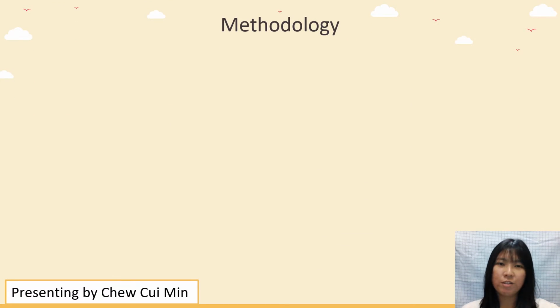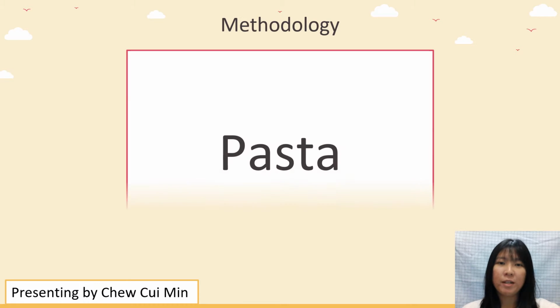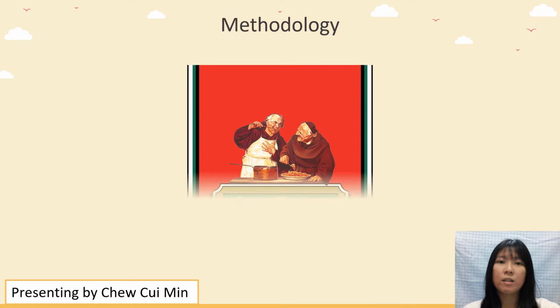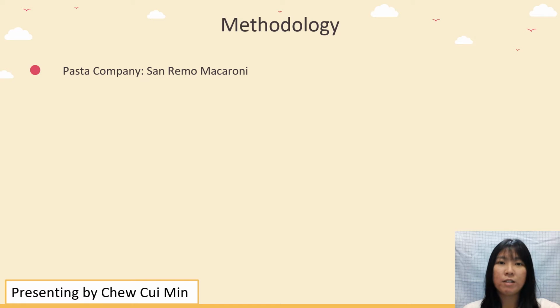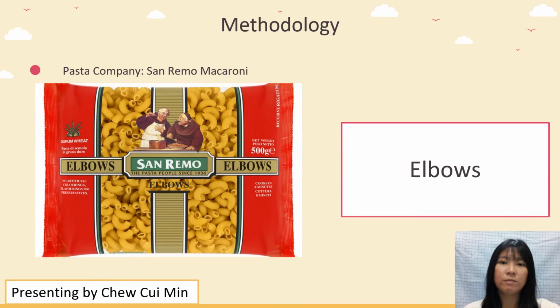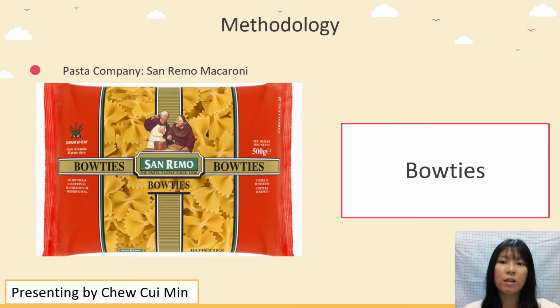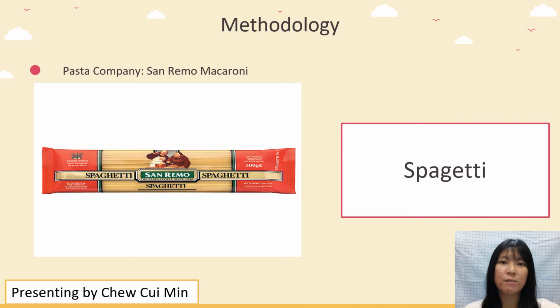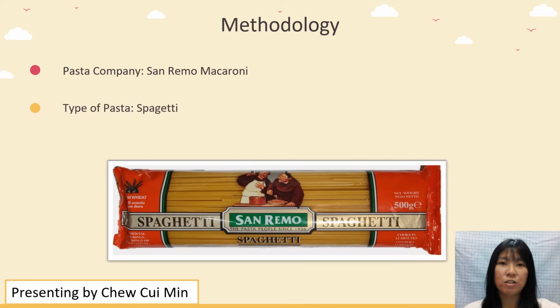After having a discussion among members, we decided to choose pasta for this work. Since there are a lot of companies producing pasta in the market, we decided to use pasta from San Remo Macaroni's company. As we know, San Remo Macaroni's company produces various types of pasta such as small shell, elbows, boaties, angerheads, and spaghetti. So after a discussion, we all agreed to use the spaghetti from San Remo Macaroni's as our sample.